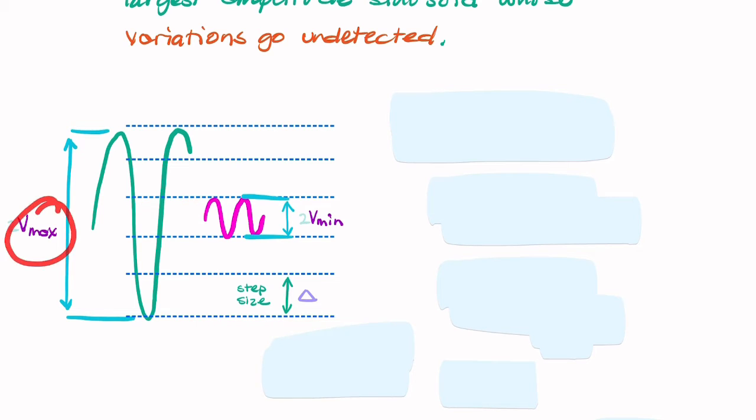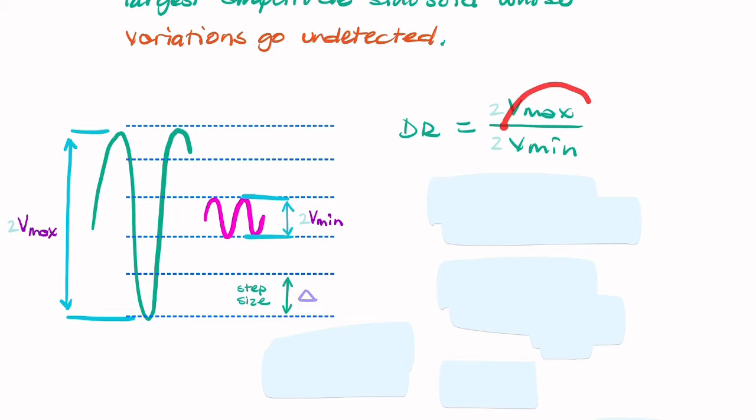So the ratio of these two, that's your dynamic range. So it's Vmax over Vmin. Okay, what I've drawn here is twice Vmax and twice Vmin, so I've included the 2's. But it's Vmax over Vmin.